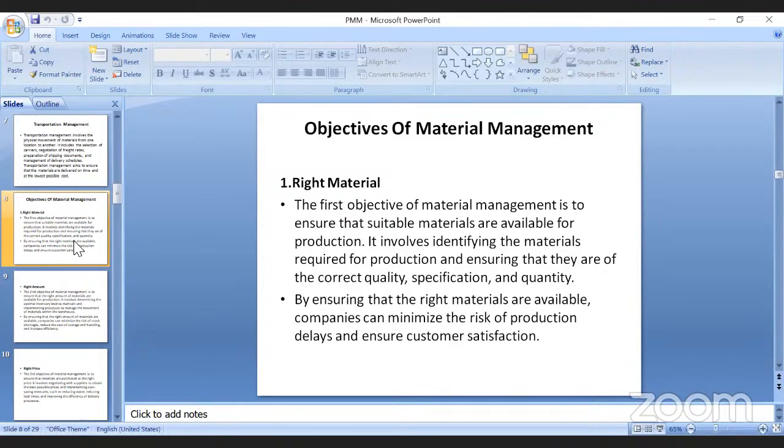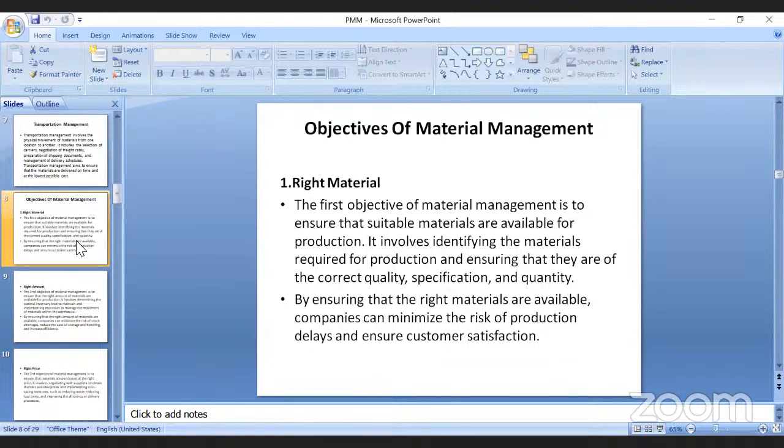Next, objectives of material management. Now we are discussing the types of material management. There are five units. You will discuss more on warehouse management, transportation management, and purchasing management. We will discuss more later, but today we will discuss just a very few ideas about that.